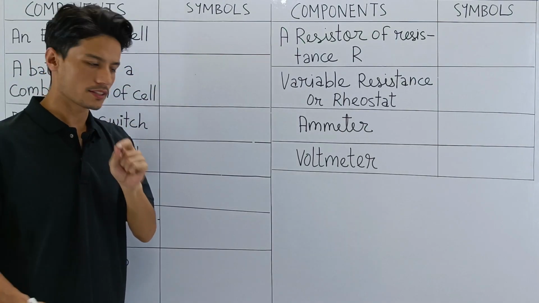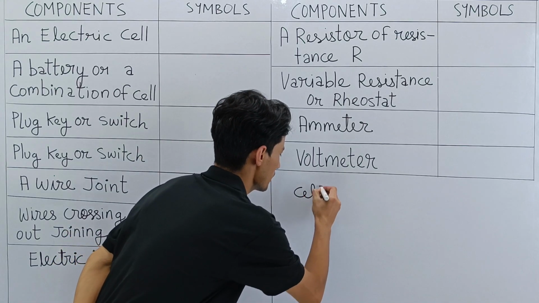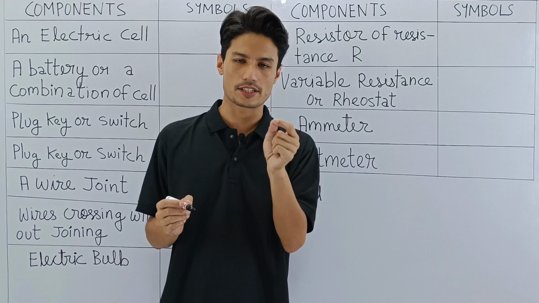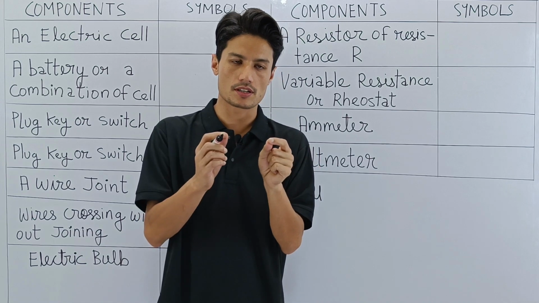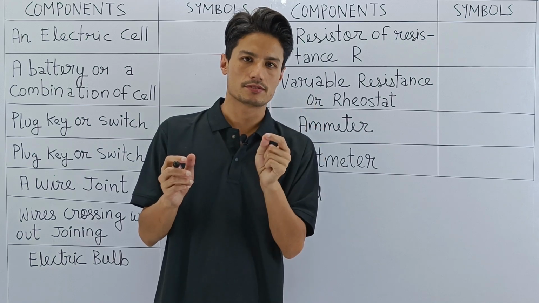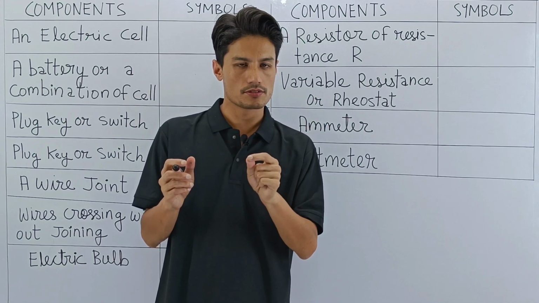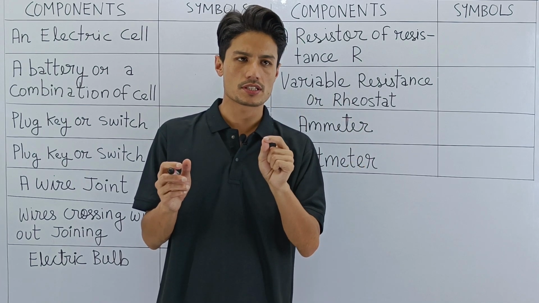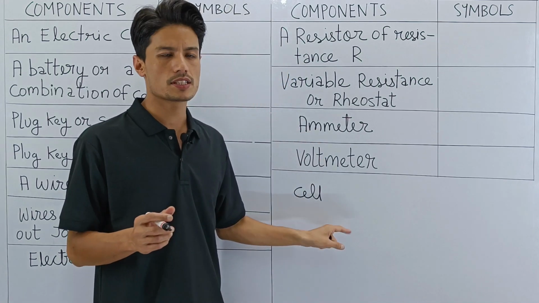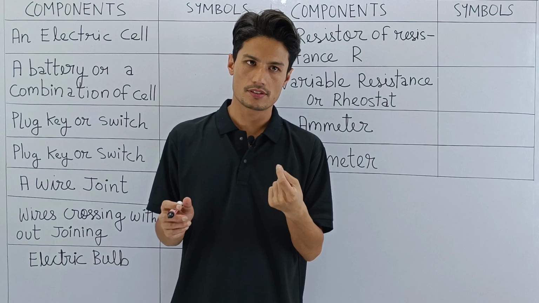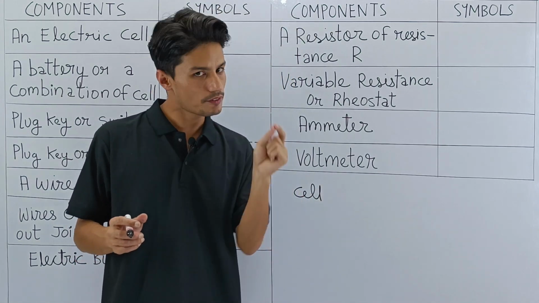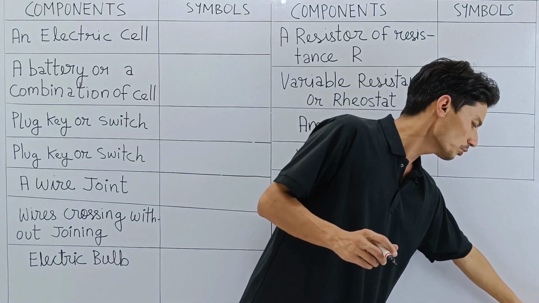So an electric cell. Remember, cell. We have batteries, but batteries are big combinations of cells. I'll take back what I just said, that a cell is the smallest battery. We'll just start with cell. Just like the cell is the building block of life, everything starts with cell. So you have to know how to draw a cell.